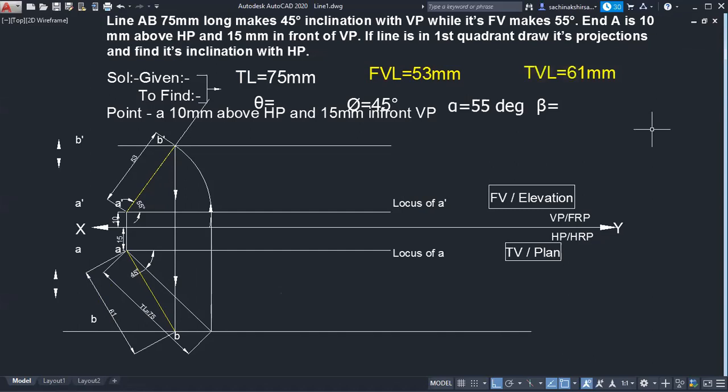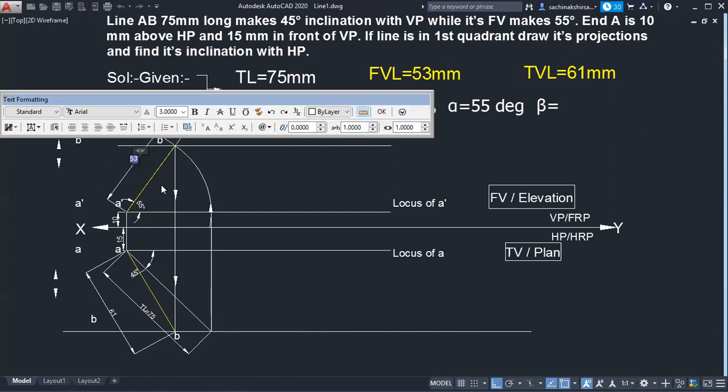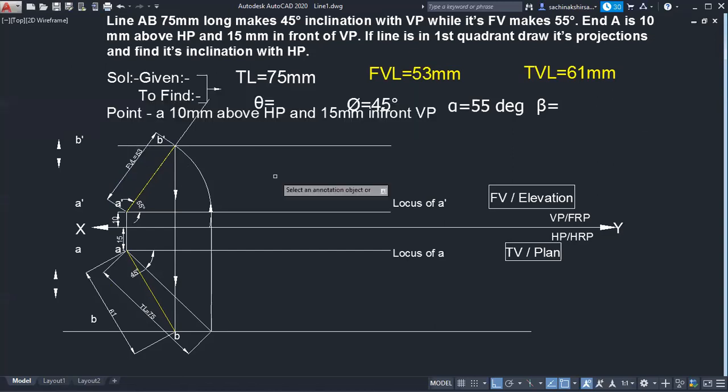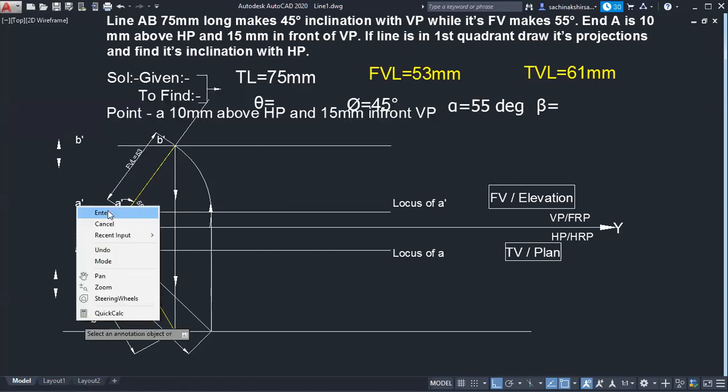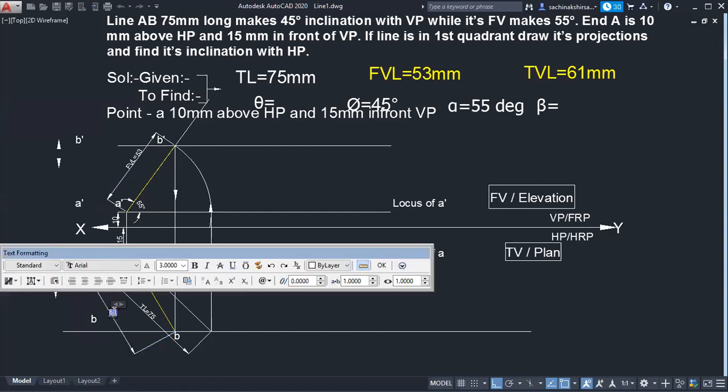Now, is our projection of the line over? Have you got the front view and top view of the line? What is this 53? FVL. And we also got the TVL. Means the front view and top view of the line, is it over?